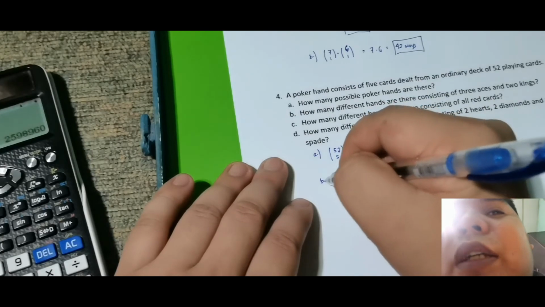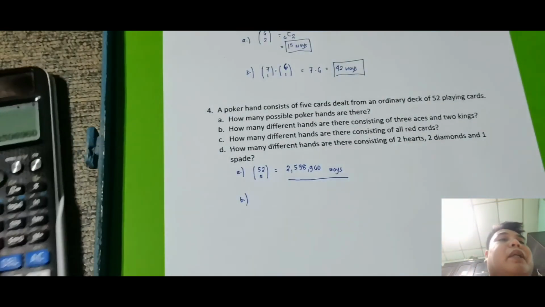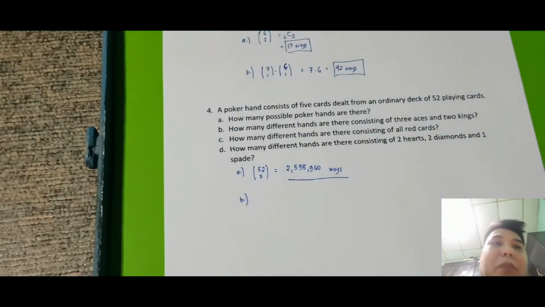Okay, now, for letter B, how many different hands? So, hindi yung kamay ha. So, poker hands yung tinutukoy dyan ha. Baka sabi, sir, how many different hands? Sir, kung ilan yung player ng poker. Hindi ganun yun. So, how many different hands are there consisting of 3 aces and 2 kings? Again, consisting of 3 aces and 2 kings.